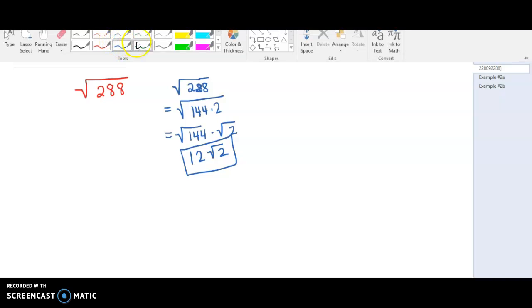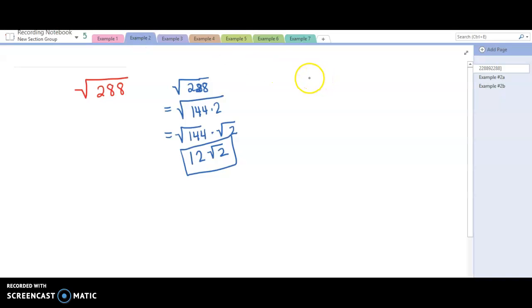Now, let me change colors. The other method we've shown you is the cake method. That's where we have 288, and then we break it down into its prime factorization. So here, they're only prime numbers. We can clearly see this is an even number, so 2 goes into 288. 288 divided by 2 is 144.